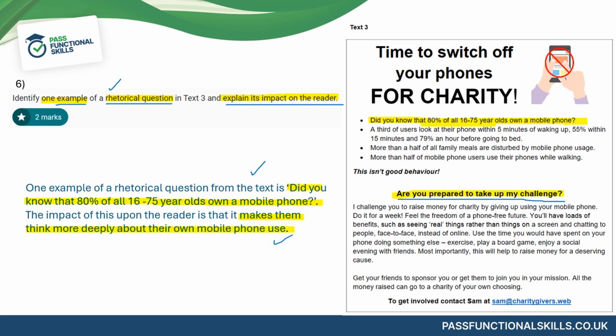Just a small note when thinking about the effect of rhetorical questions and language techniques in general: it's not enough to just learn generic effects of certain language techniques and write them down. We need to make that really specific to the text that we're talking about. So make sure that you really understand the text so that you're able to say the rhetorical question persuades the reader to do something, whatever the text is talking about. So here it's persuading the reader to give their mobile phone up for charity. Or if you're saying that it encourages the reader to think more deeply, make sure that you say what it's making them think more deeply about.